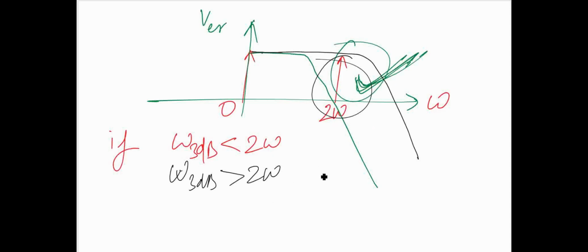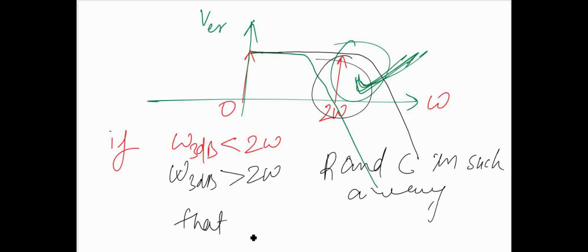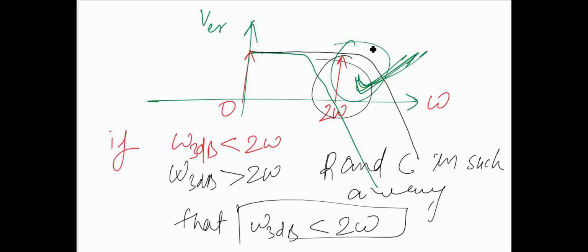So we have to choose the R and C values of the low pass filter in such a way that omega 3 dB is less than 2 omega. Then only it will be able to reject this, and we can look at our PLL. This is the loop filter, and this is VCS, and there VRS. Now there is the VCO.